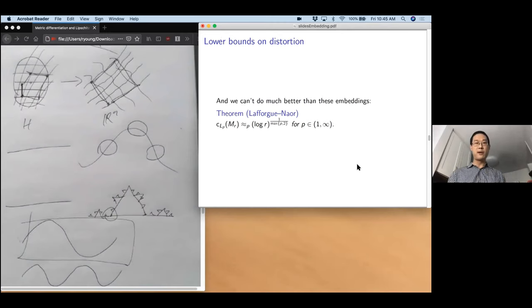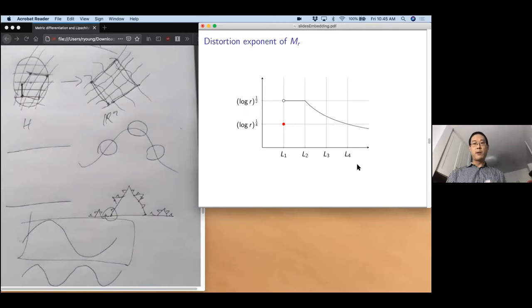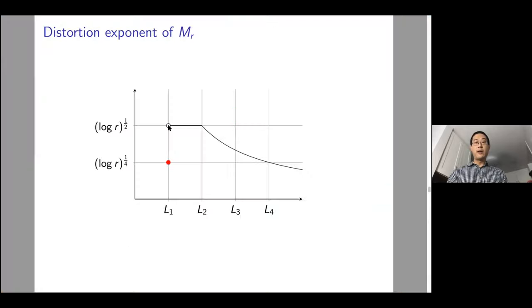Anyway, this is basically the picture for p greater than 1. Remember, our whole picture looks like this. We want to look at the distortion exponent of m sub r. And for p greater than 1, we have a curve like this. What's left to do is to look at what happens in L1, why there's this discontinuity when you look at embeddings of this ball of radius r into L1.